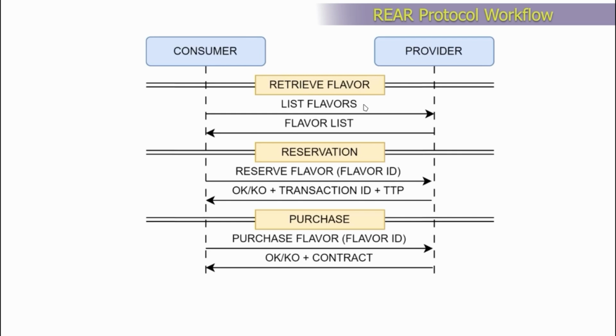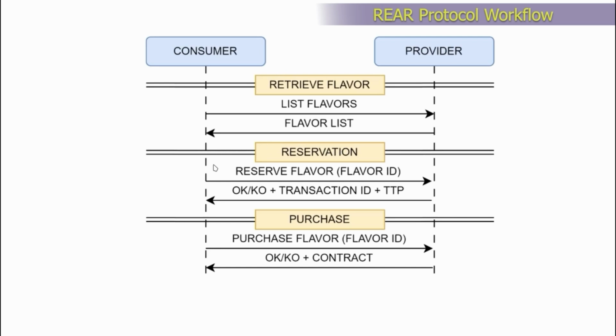It initially sends a list flavor message, where it can specify some filters, for example, a VM with at least 8 GB of RAM. If the provider has anything to share, it will send back a list of flavors to the consumer. Then, after selecting a flavor, the consumer starts the negotiation entering the reservation phase. It sends the reserve flavor message specifying the flavor it wants to negotiate.